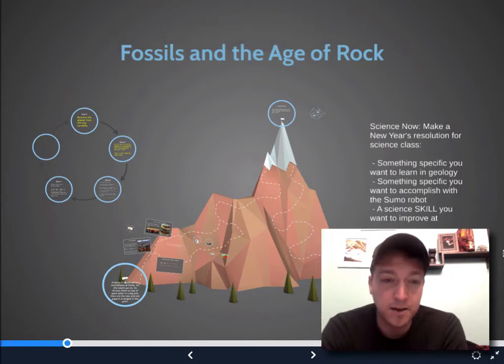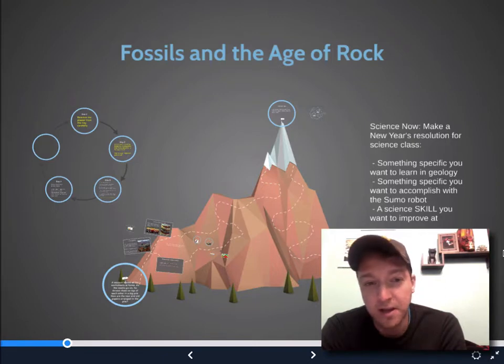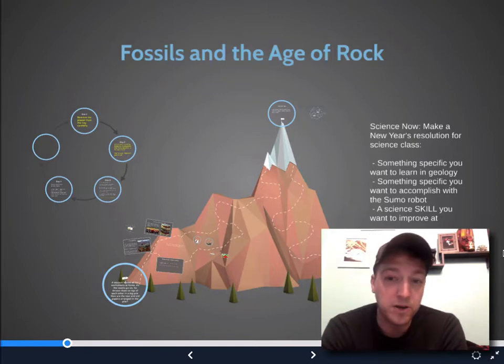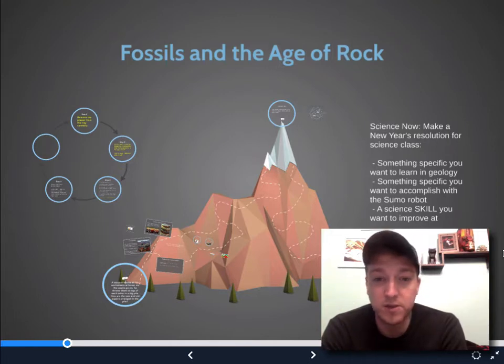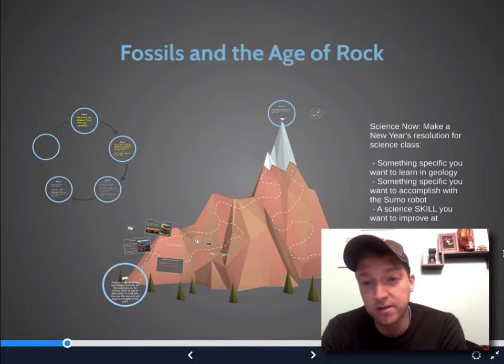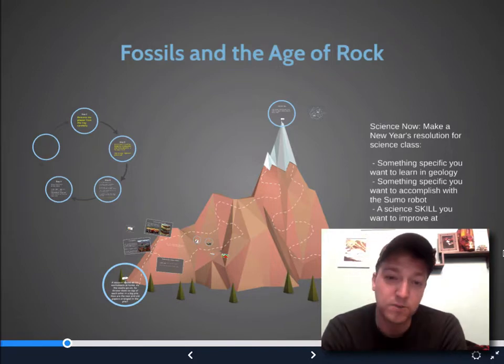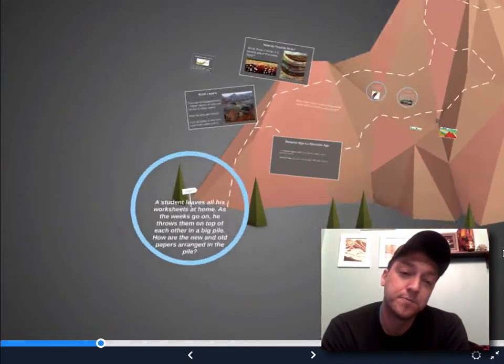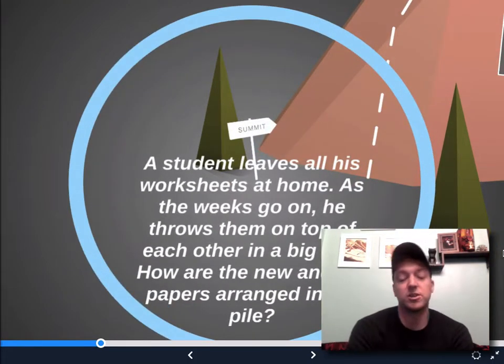Pastel. Today we're going to continue with fossils and talk about how can you tell how old a fossil is once you dig it up. And there are two methods for this. The one we're going to go over today is called the relative age of rock, and it has to do with rock layers. So I'm going to start off with this analogy.